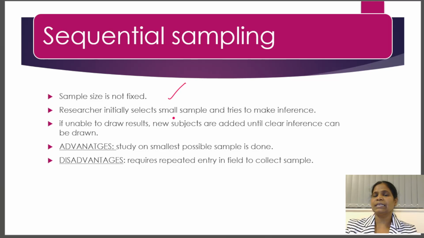The researcher initially selects a small sample and tries to make inference. If unable to draw results, what will happen? New subjects are added till clear inference can be drawn. Advantage: study on a small sample is possible. Okay, you can use it. Disadvantage: it requires repeated entry in the field to collect the sample.